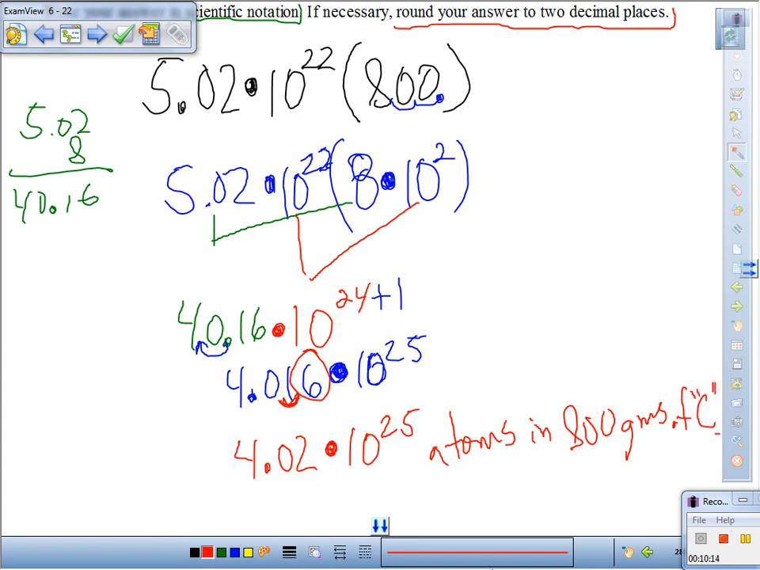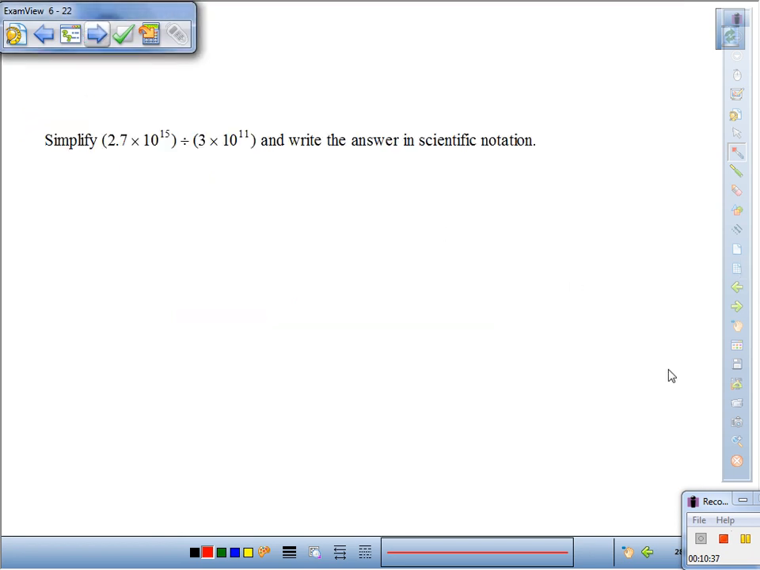Does everybody see that the atomic symbol? Once again, don't forget two things at the end: scientific notation, and then at the end, round to the nearest 2 decimal. Okay? Next, go to division.